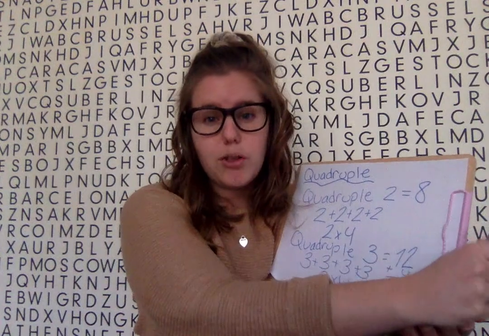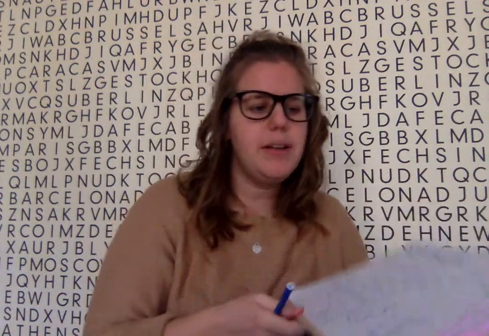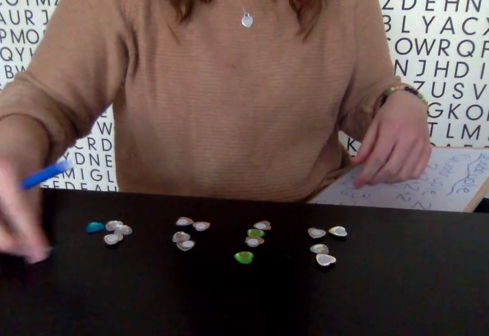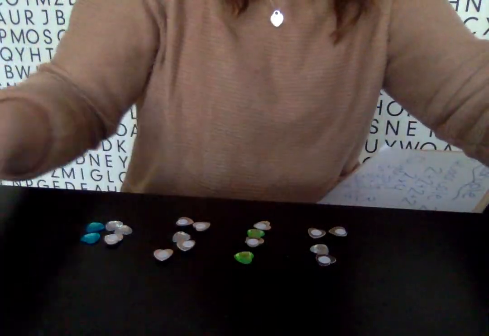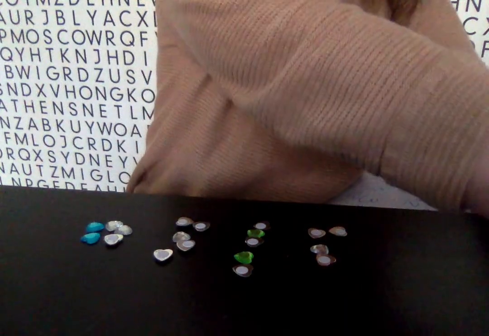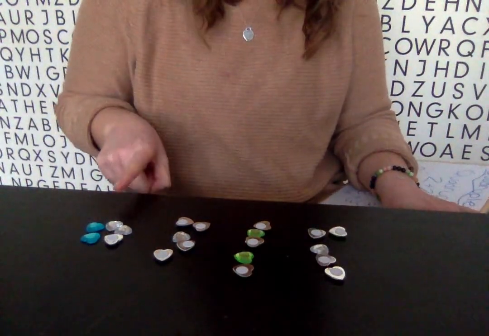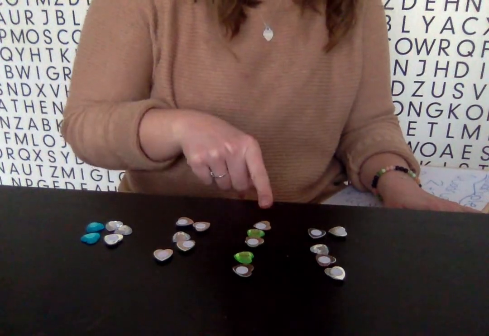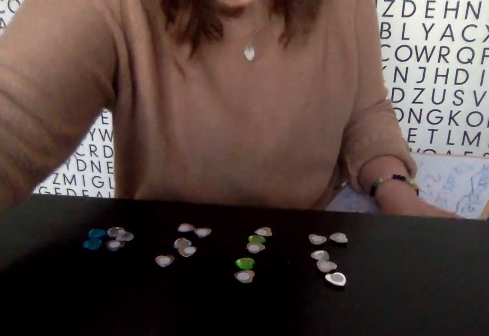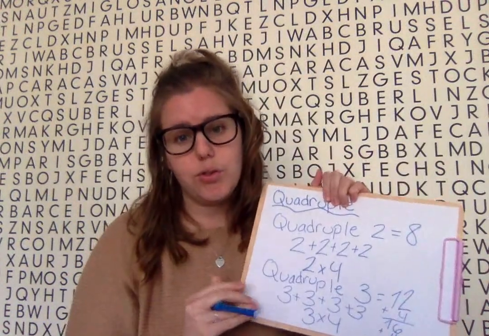Let's see if quadruple 5 would be 20. So we're going to add one more to each group. So we have now 5, 5, 5, and oh, I need one more, 5. So we can count by 5s now. 5, 10, 15, 20. So quadruple 5 would be 20. So we can keep adding 4 to each set of quadruples.